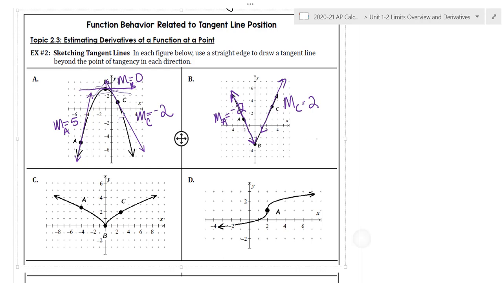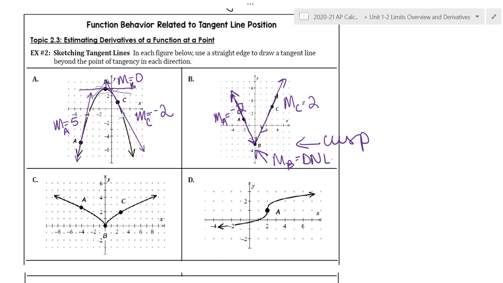What we have here is called a cusp. And a cusp is like a point on your graph. This right here, the slope, so m of b, does not exist. So since I don't have a slope here, we can also say the tangent line does not exist there.